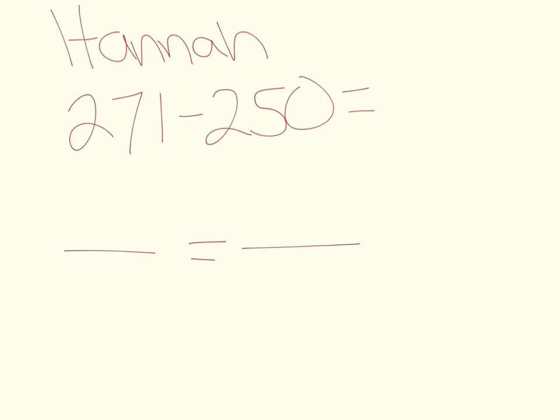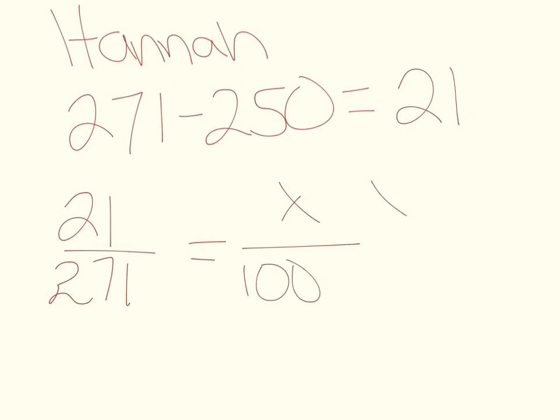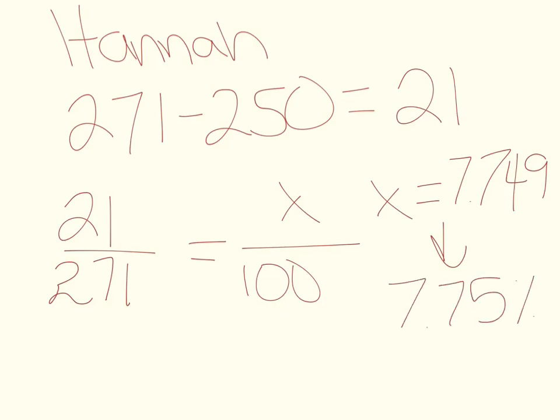Okay, so for Hannah, we're going to find the difference between the two weights. So 271 minus 250, so this one was a decrease, a percent decrease. And our difference was 21. So we have our change over our original, which was 271, x over 100, x equals 7.749. And then that rounds to 7.75% change. Again, make sure you round that percent to the nearest hundredth.